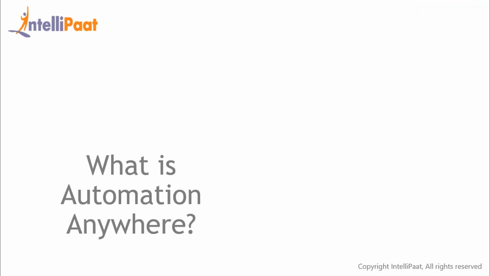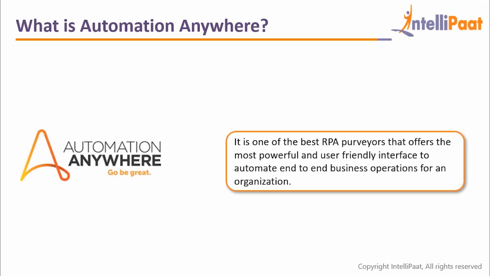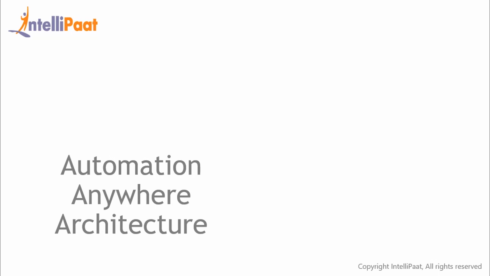Let's begin with what is Automation Anywhere. Automation Anywhere came into existence in the year 2003. It has a community edition, which is a completely free platform used by small-scale industries and students to automate small tasks. It has drag and drop and macro recording features. It is one of the best RPA purveyors that offers the most powerful and user-friendly interface to automate end-to-end business operations for an organization. It also provides its users with flexible, scalable, and most importantly, secure services for solving complex issues.